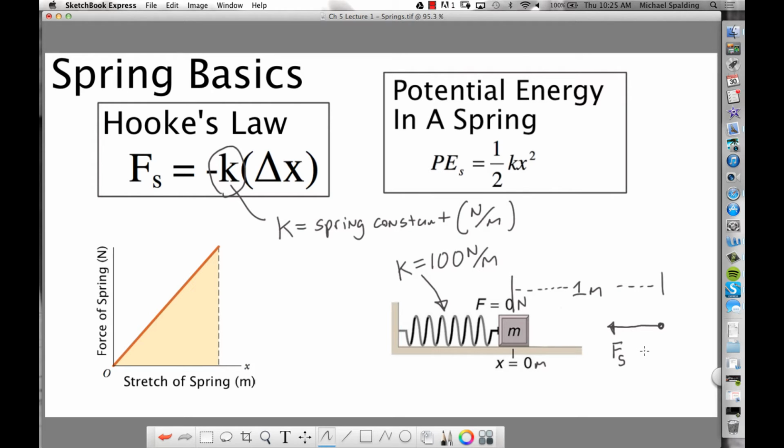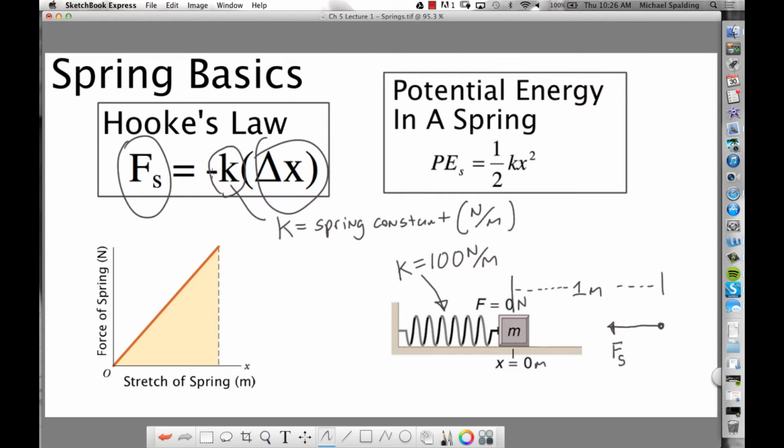And by the way, see this negative in the equation? Force of spring equals negative kx right here. What this negative is saying is that the force of the spring and the displacement of the spring will always be opposite. If you pull a spring to the right, the force of the spring will be to the left. If you push a spring to the left and compress it, the force will be to the right.